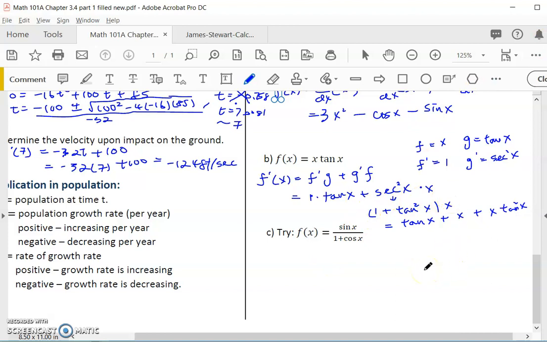I would say try this. So we'll do this in class. Did you notice that it is the quotient rule? This is f and g, so you should try it first.